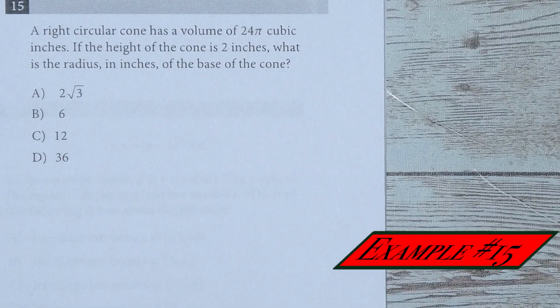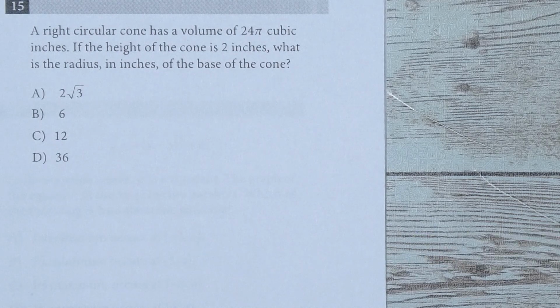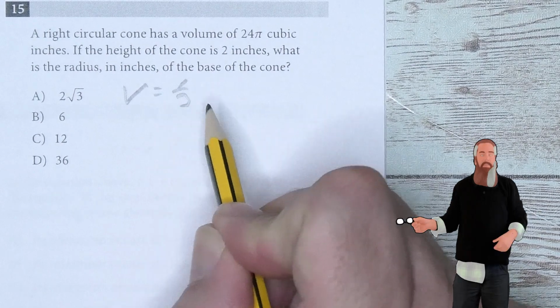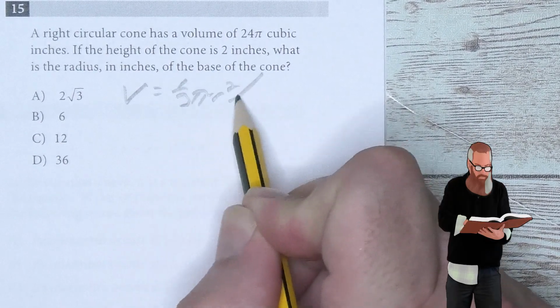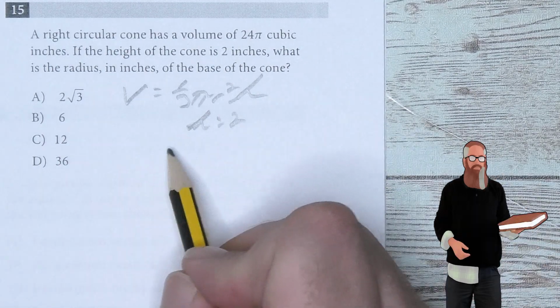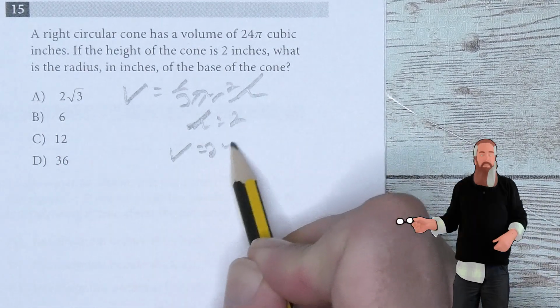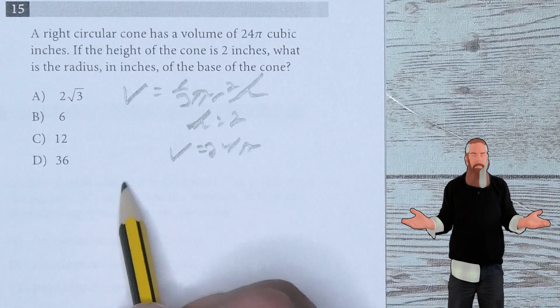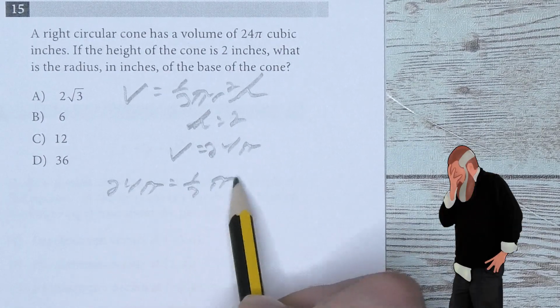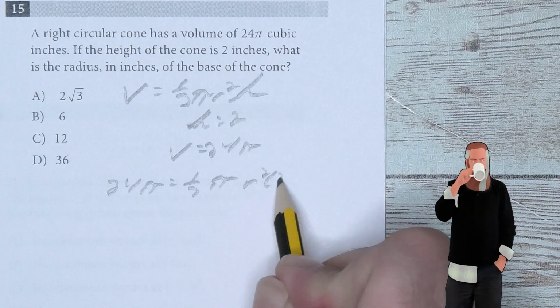A right circular cone has a volume of 24 pi cubic inches. If the height of the cone is 2 inches, what is the radius in inches of the base of the cone? So the volume of a cone is 1/3 pi r squared h. If we understand that h is 2 and that the volume is equal to 24 pi, then what I have is 24 pi is equal to 1/3 pi r squared times 2.